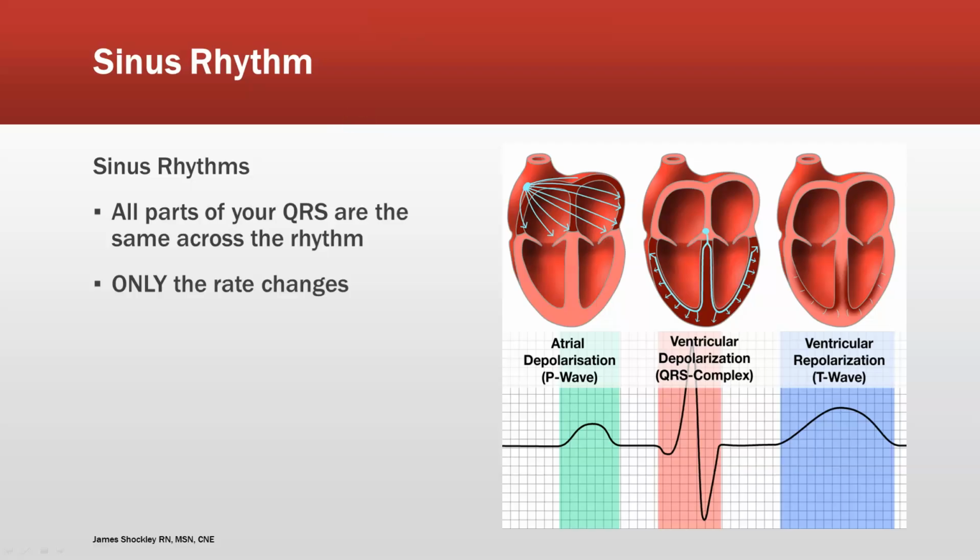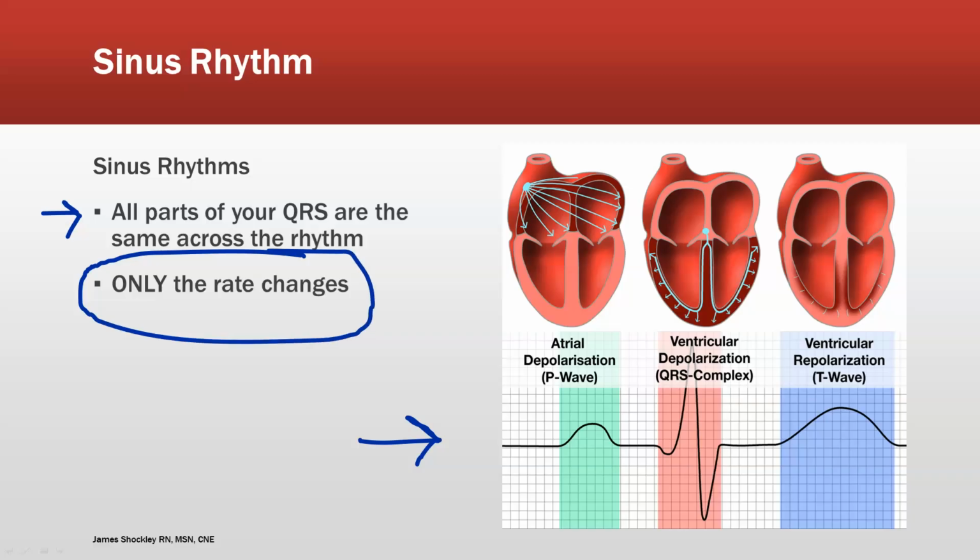Okay, so we understand that our sinus rhythms basically means that each part of the PQRST is exactly the same across the rhythm. So we said that we should be able to line up each complex, put it on top of the next one, and they should be identical. The only thing that is going to change is going to be the rate. So we'll look at bradycardias, sinus rhythms, and sinus tachycardias.